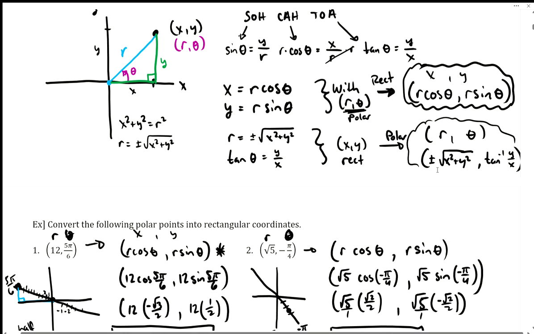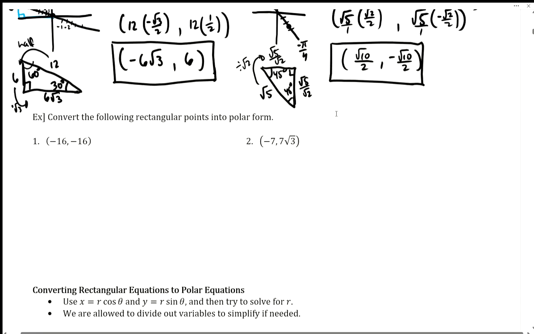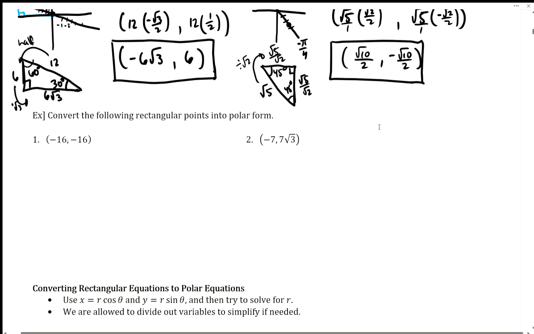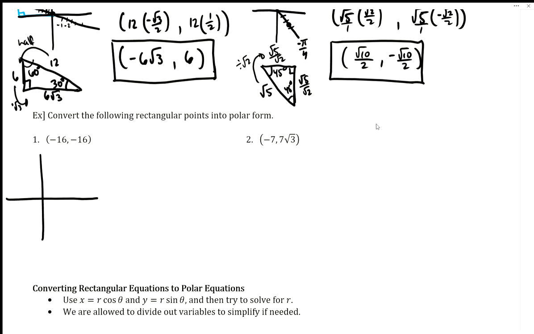All right, so let's break this down. I'm still going to start it with a sketch. So convert the following rectangular points into polar form. All right, so this first one I'm going to sketch right away. So -16 to the left, -16 would be down, and then we're here. Okay, so that's plotting the rectangular points. There's x comma y.